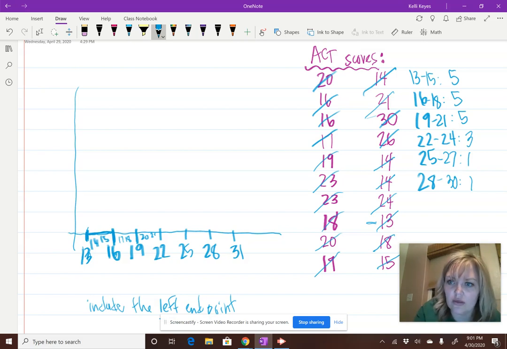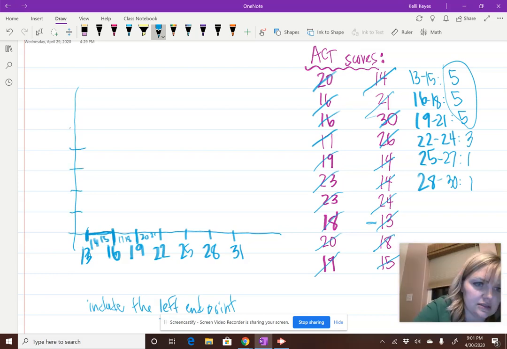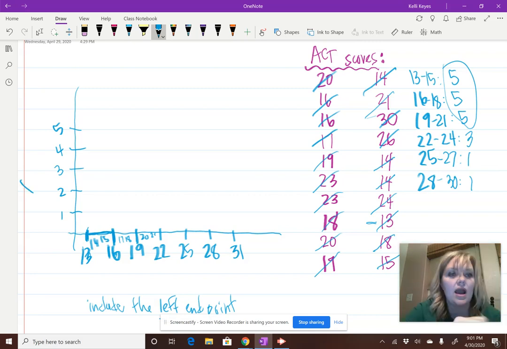with the y-axis, I just need to go, the highest point I need to go to 5. So then I'm just going to go, this is here, the y-axis is just frequency, just the number of students that scored that.